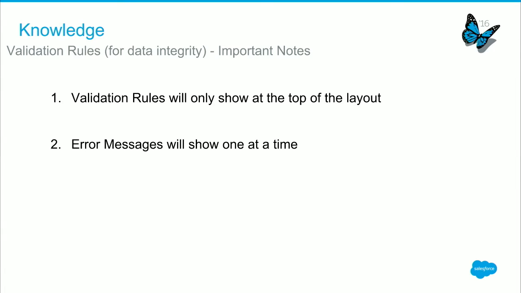A second item to mention is that error messages will only show one at a time. So we are working on this particular item. We're hoping that we will actually have that addressed within the summer 16 release. But for now, if you had multiple validation rules that were failing, you would only get one message at a time, and then you would have to fix that issue, and then you would get the next one and fix it after that.